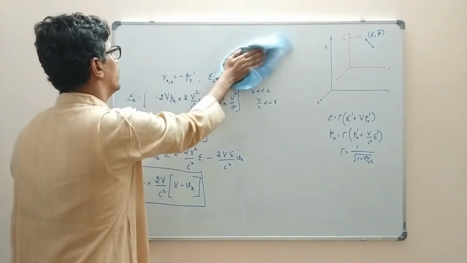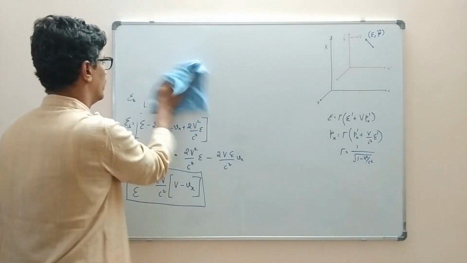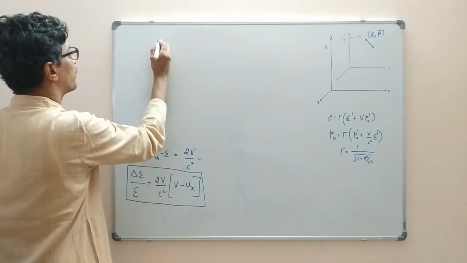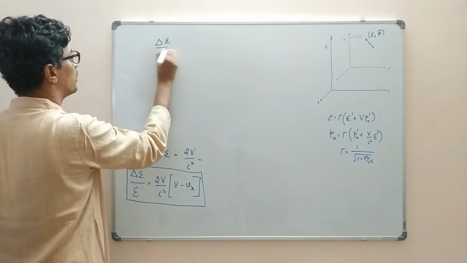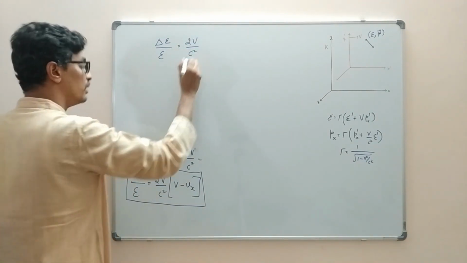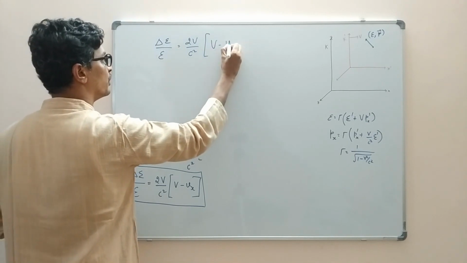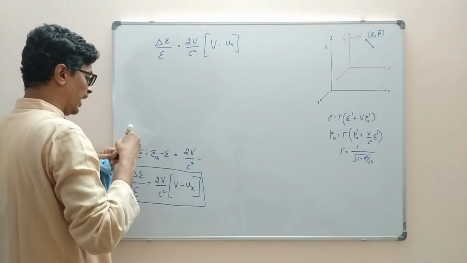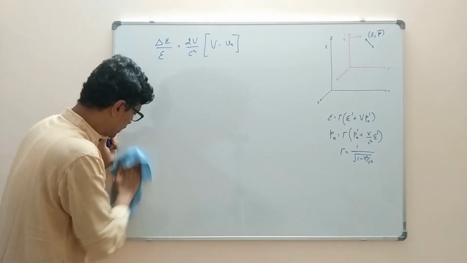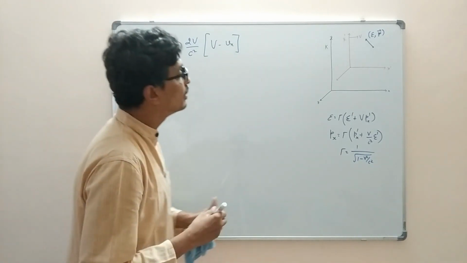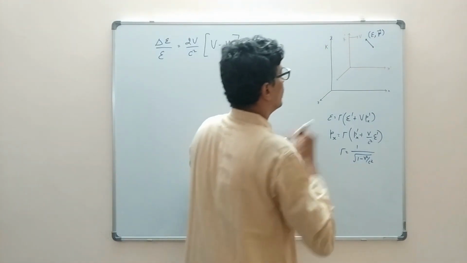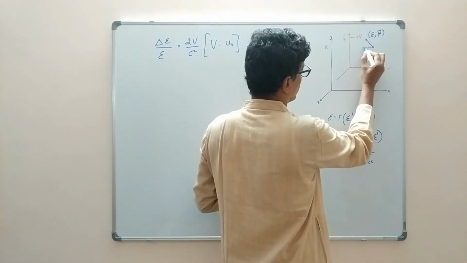So we will remove all this and we will write down this equation. So the fractional change delta epsilon by epsilon will be equal to 2 V by C square into V minus V x. So V x is the x component velocity of the particle that is being scattered off. So here, okay, let us take the same picture. If this is the velocity vector, then the x component will be along this side.